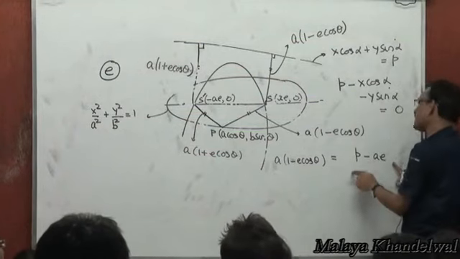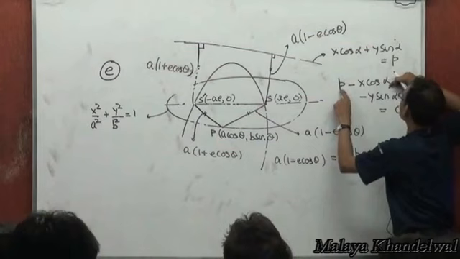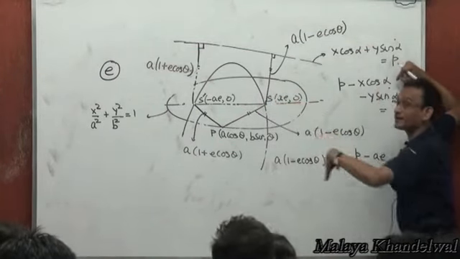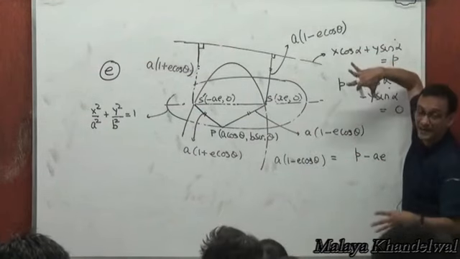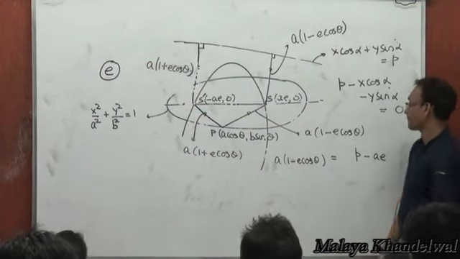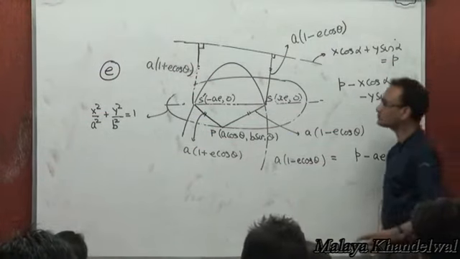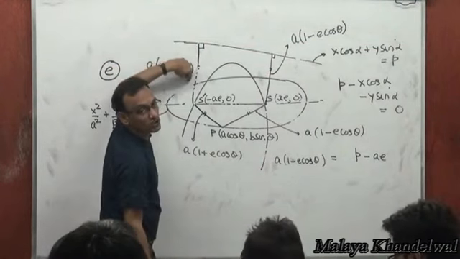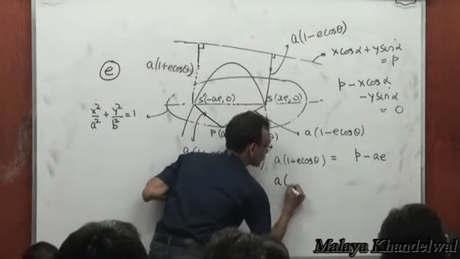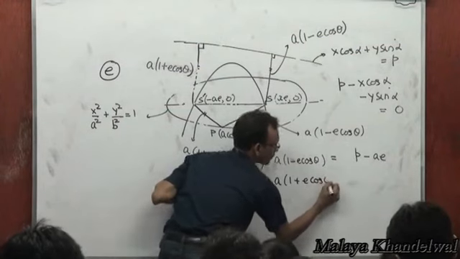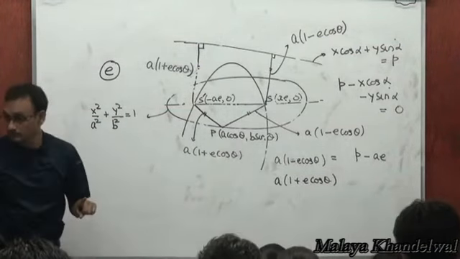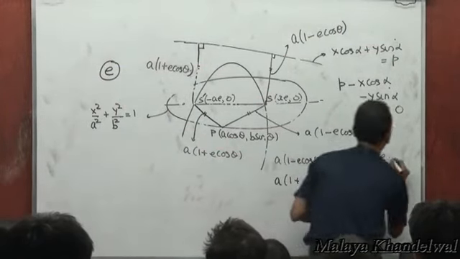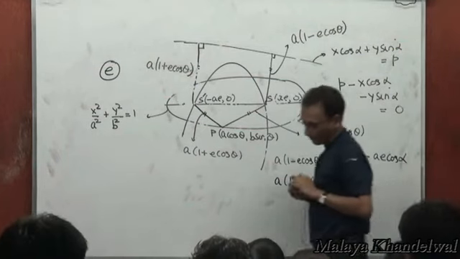Why I didn't put the modulus sign? Because AE, when plugged into this, AE comma 0 will give me a positive value. All points I have assumed on this side of the directrix are giving me positive values for this expression, right? Yes or no? Okay. Now the distance of minus AE from this is a into 1 plus e cos theta. Does it make sense to you or not? I'm sorry, AE cos alpha. Alright.